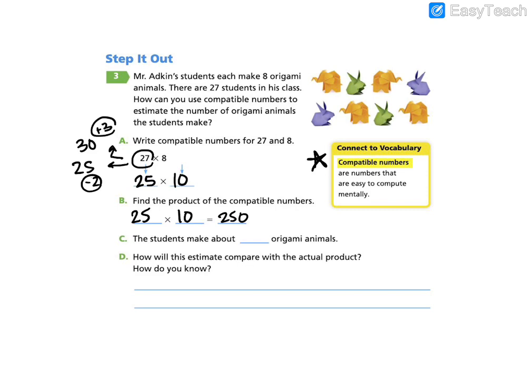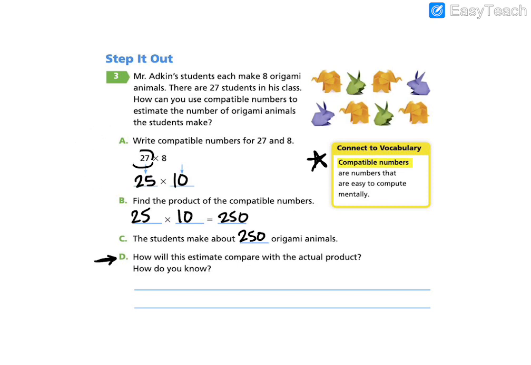So how many origami animals will the students make? They will make about 250. All right, and now here is where we're doing our new step. How will this estimate compare with the actual product? Because we changed both factors in this, it might seem a little tricky to figure out how does it compare with the actual product. So we have our two factors that we changed, right?